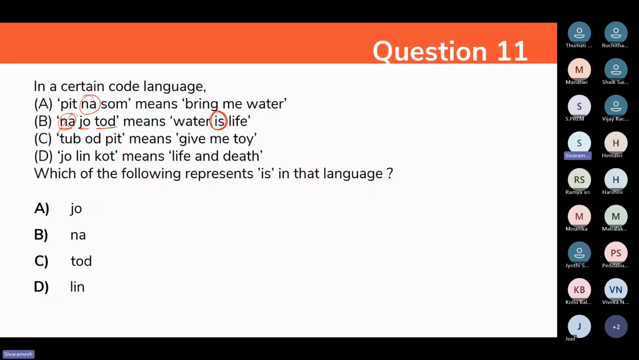So NA is not my answer. And life: if you observe here, life, and here one more word, the same word, we have life. So here and here we have JO. So JO means life. So obviously the remaining word is TOD, Todd. So the answer is Todd. Very good. Yes. Next one.